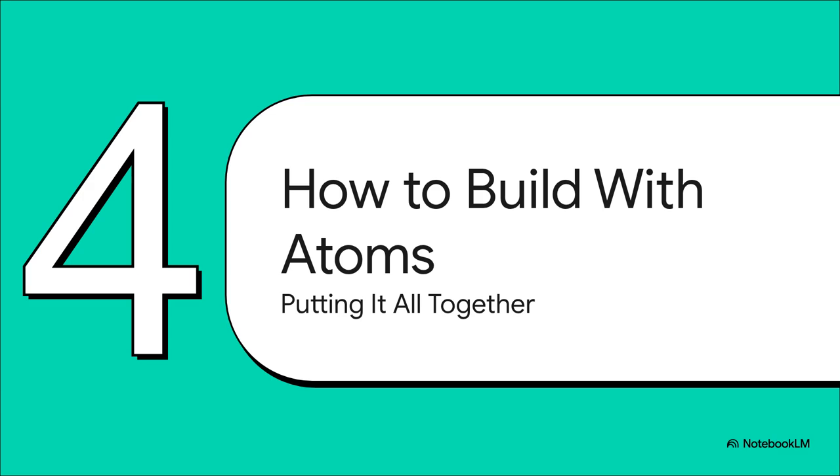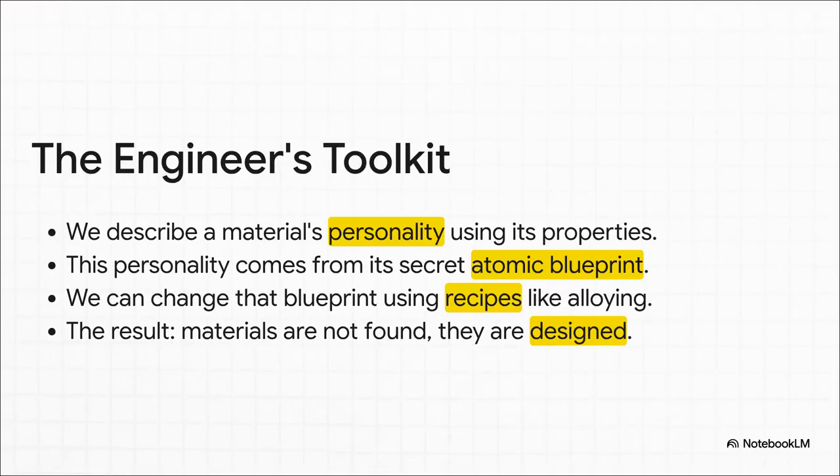We've gone from a simple paperclip all the way down to the atomic level and then all the way back up to the recipes engineers use every day. So what's the big takeaway? Here it is, the engineer's toolkit in a nutshell. We use properties to talk about a material's personality. We know that this personality comes from its secret atomic blueprint. And this is the most important part, we can change that blueprint with recipes like alloying and heat treatment.